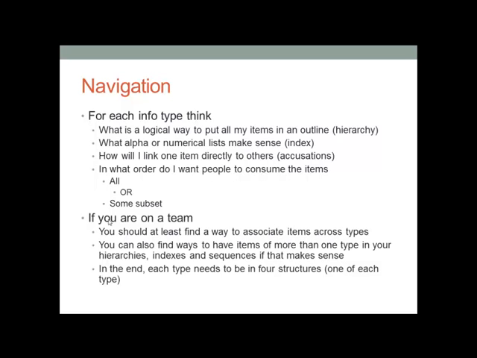Second, third, how am I going to link one item directly to other items? That's my associations. It's supposed to say associations. That's my associations, linking one item to the other. How is one item related to another item? That's how I'm going to do my associations. And in what order do I want people to consume my items? That's my sequence, either all the items or some subset of the items.